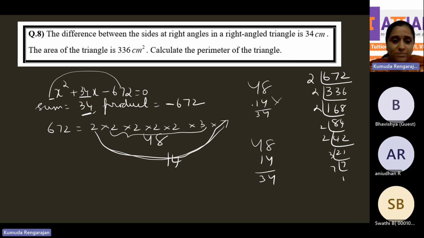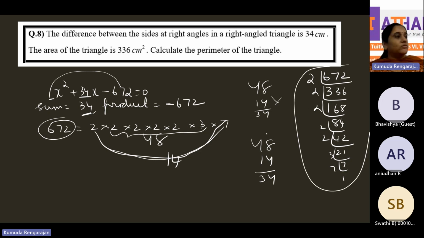The product will be 672. Why? Because they are the factors of 672. The product will be 672 because you're making use of the factors of 672. Now, when you multiply 48 and 14, you will get 672. Product you don't have to check. Sum you should check. So now these are the numbers.